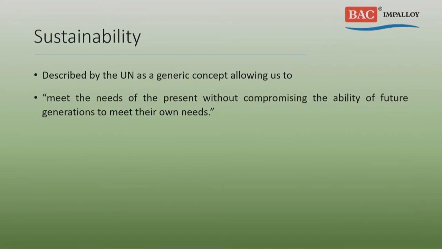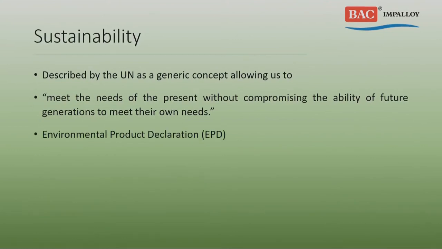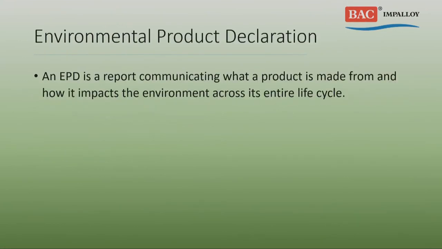What we have is two tools, and they're the only two tools available to us to allow us to monitor what impact we have on sustainability. Firstly is an environmental product declaration, which Birgit has mentioned earlier. And the other tool is life cycle assessment. Let's look at the first one in relation to how it affects us as CP engineers. Well, it's simply a report, and it describes what a product is made from and how it impacts the environment across its entire life cycle.